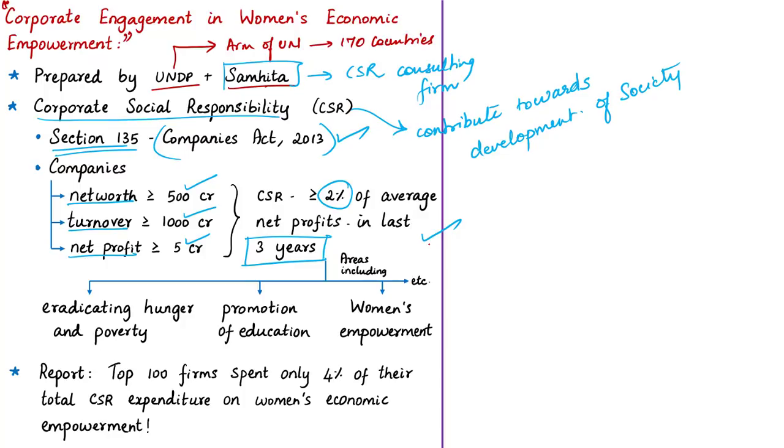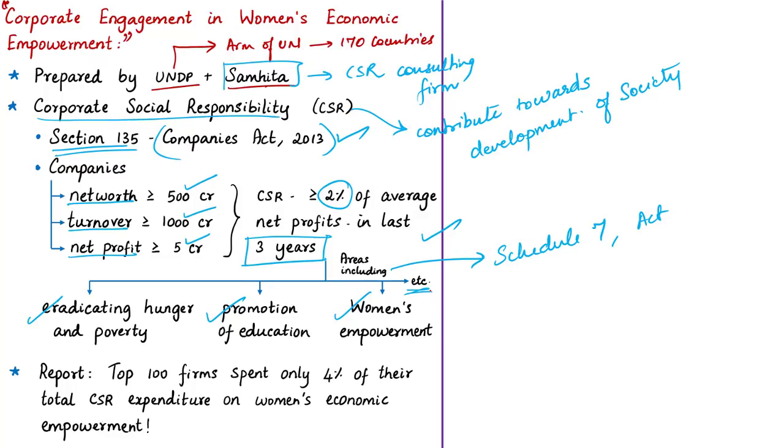The Act also provides certain activities which may be included by the companies in their CSR policy. These activities are mentioned in Schedule 7 of the Companies Act of 2013. The activities are eradicating extreme hunger and poverty, then promotion of education, then promoting gender equality and empowering women, then reducing child mortality and improving maternal health, etc. So like these, many activities are given in this Schedule 7 of the Act.